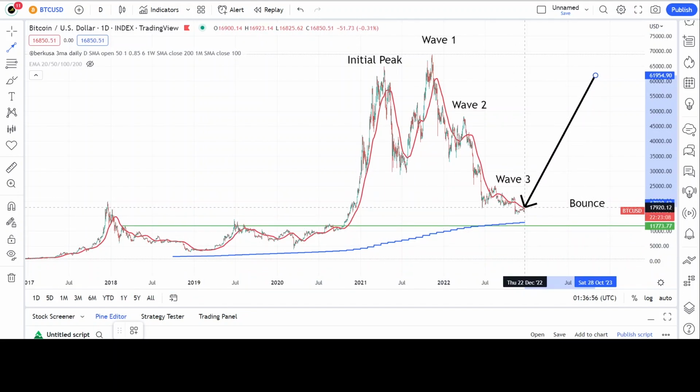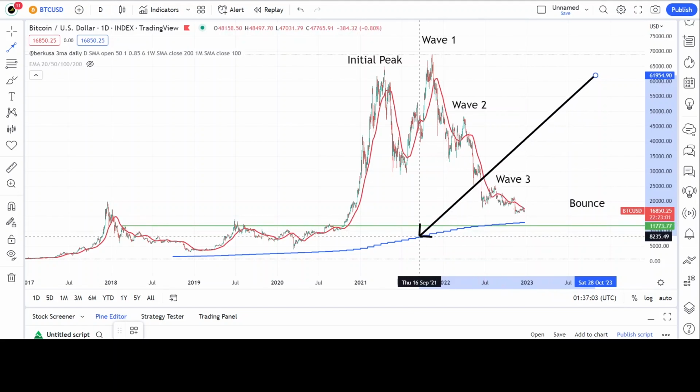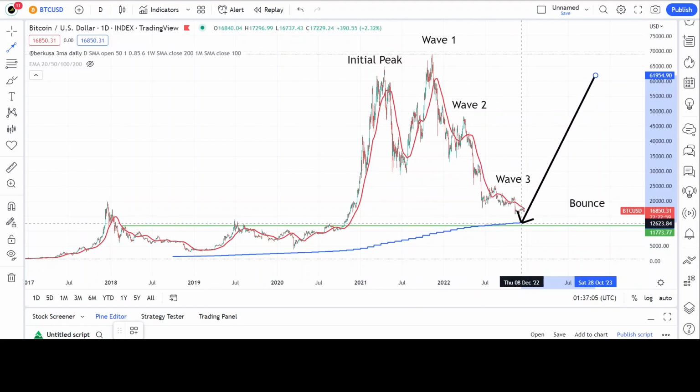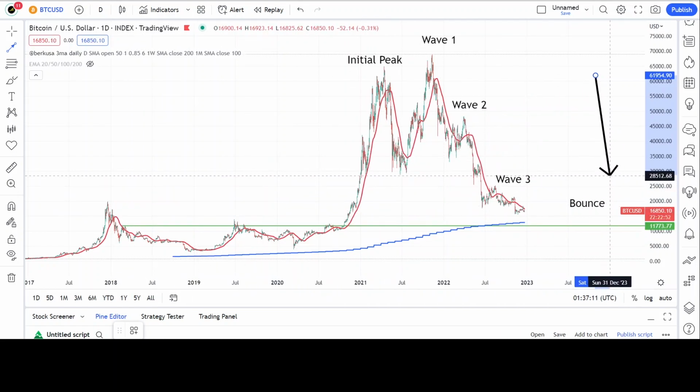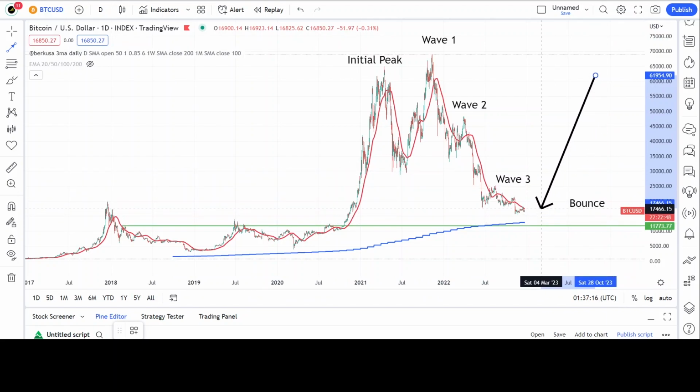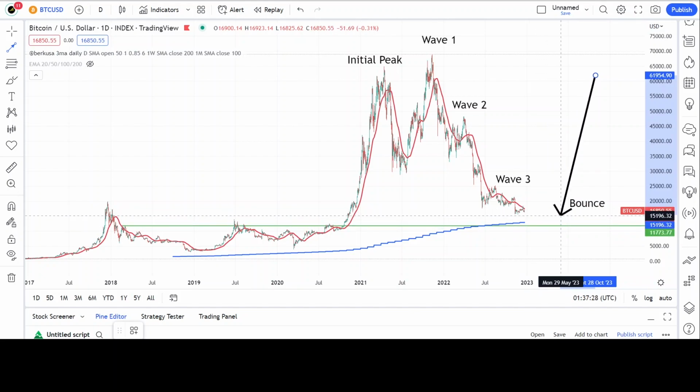So what I speculate, and it's just speculation, I believe that this could come down either to this 100-month simple moving average, this blue line, or this green line right here that goes right here, which is around $11,773. Now that could be off a little bit, but these are two possible places where Bitcoin can come down to and it would bounce.